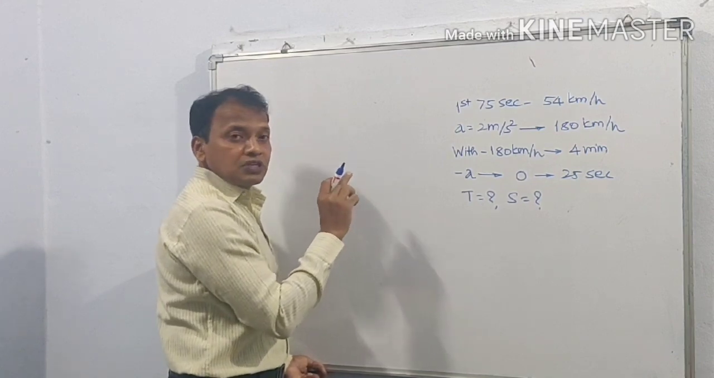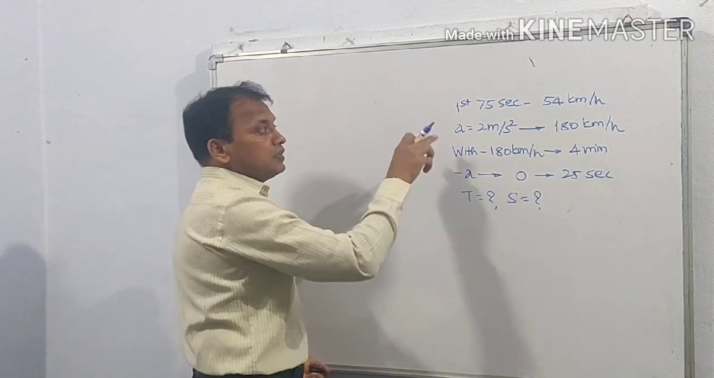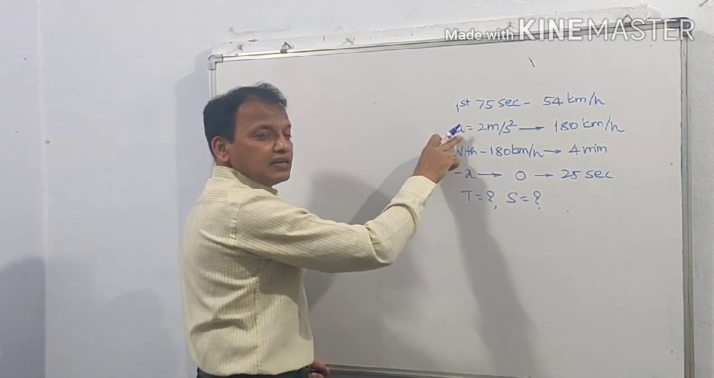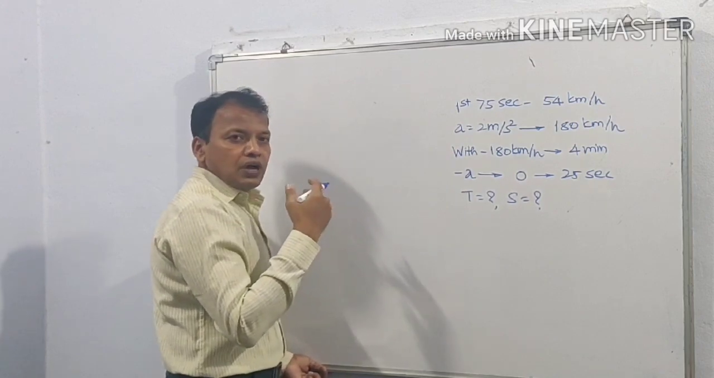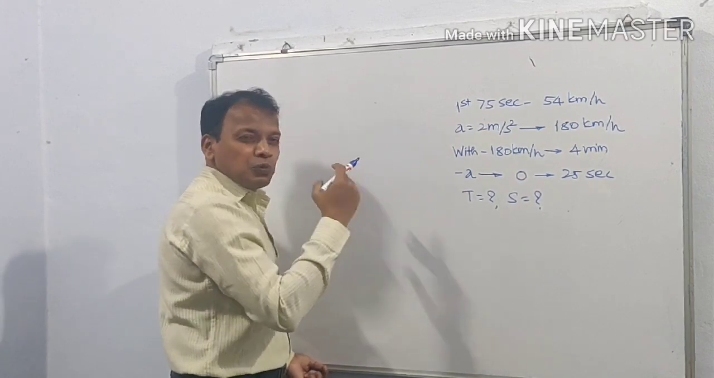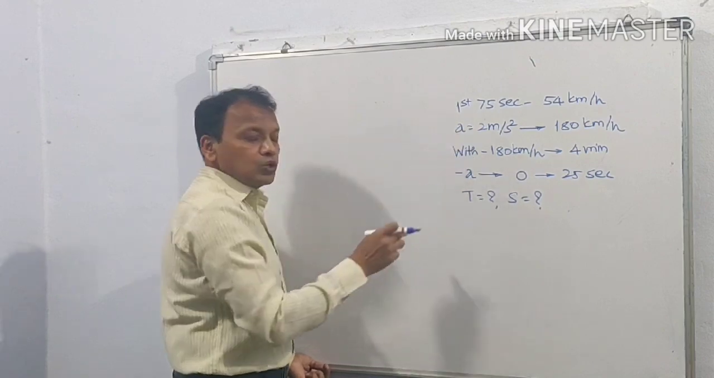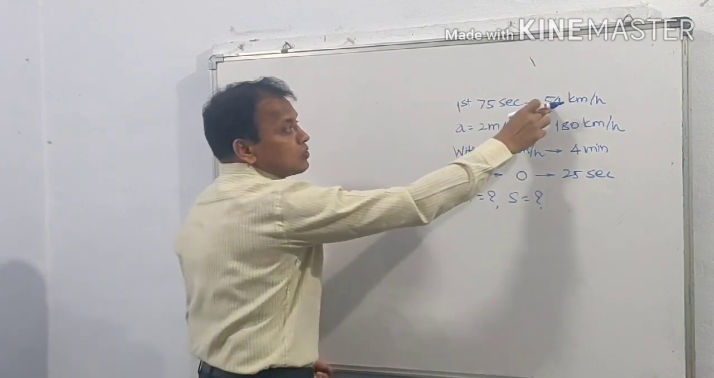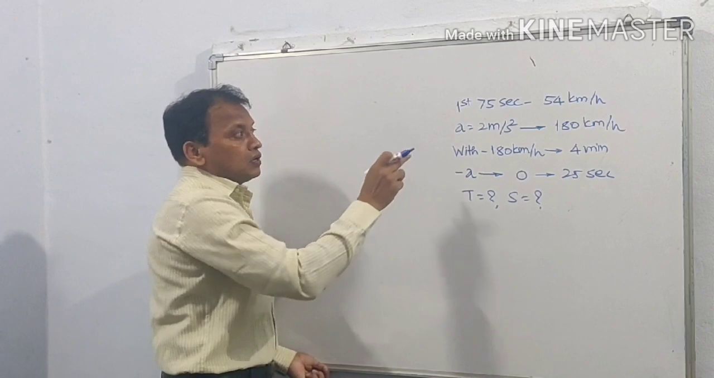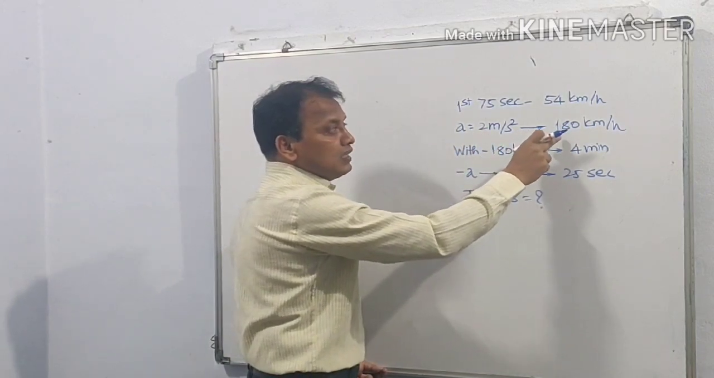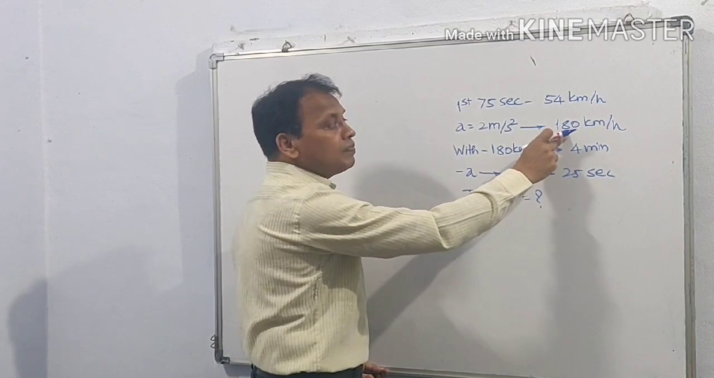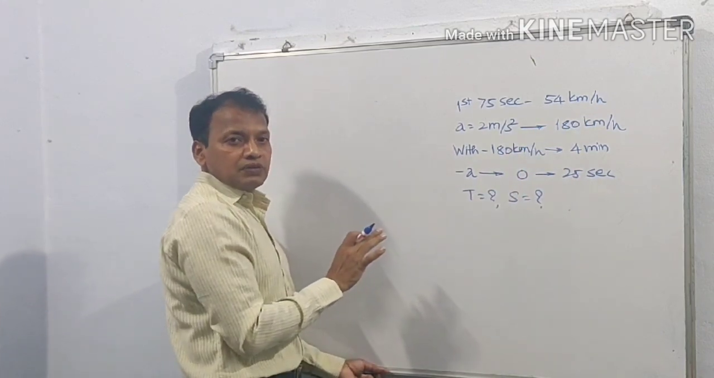Thus, for 75 seconds, the velocity is uniform. Then, the vehicle is accelerated with rate 2 meter per second square. Now, as it is accelerated, this is positive acceleration as is shown here. This velocity will go on increasing. It is accelerated with rate 2 meter per second square till the vehicle attains velocity of 180 km per hour.